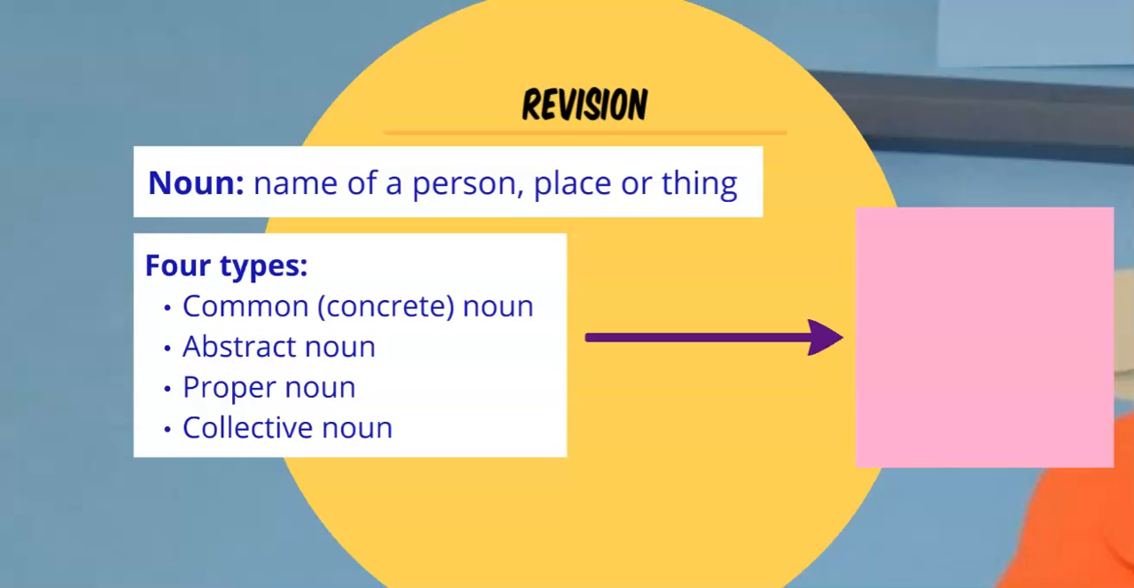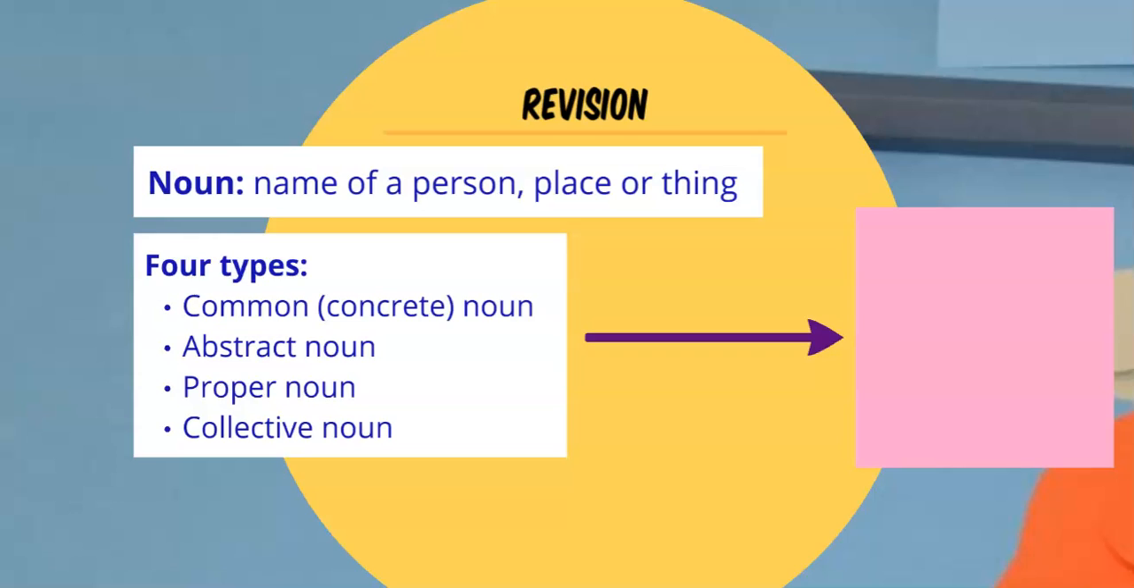A common or concrete noun is something that you can touch, see, smell, hear or taste. For example, a chair, a table, a sweet. An abstract noun is something you can't touch, see, smell, hear or taste. For example, happiness. A proper noun is the name of a specific person, place, organisation or thing. It always begins with a capital letter. For example, John Smith, London.